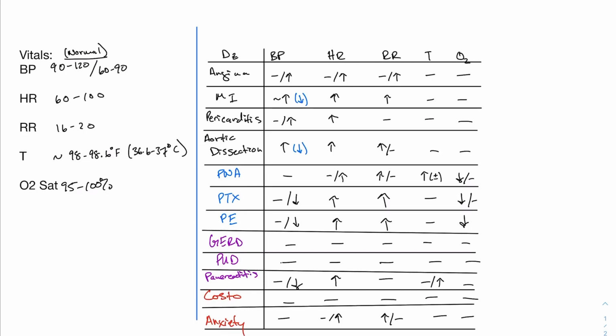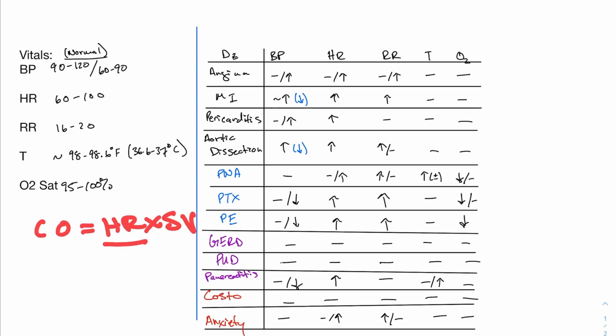Next is pericarditis. With pericarditis, your blood pressure can be normal, but it can also be a little bit elevated. If your heart's beating faster, like we said in previous videos, cardiac output equals heart rate times stroke volume.